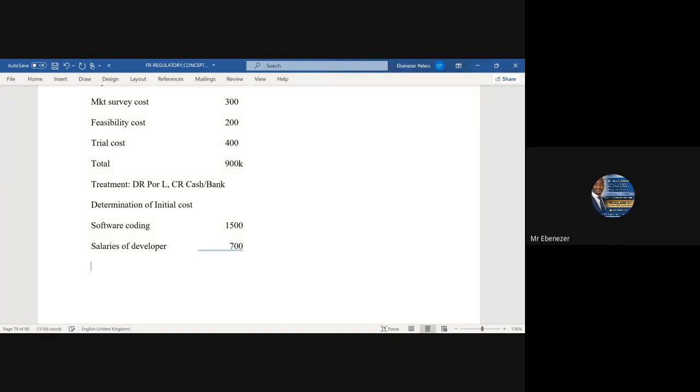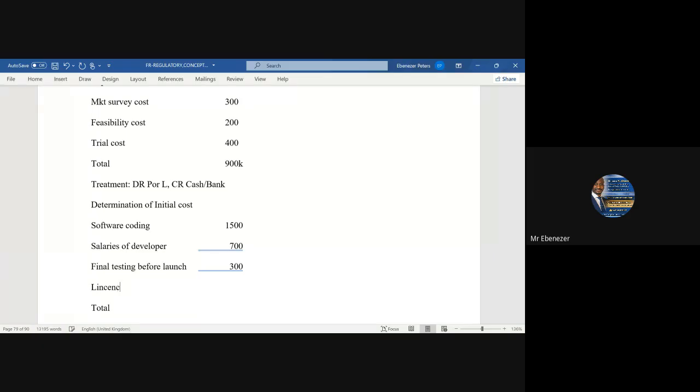Is there any other cost again? Final testing before launch. How much? 300,000. Is there another one again? How much is this? Yes, it's license. I will not call that one. Okay, license from another company.